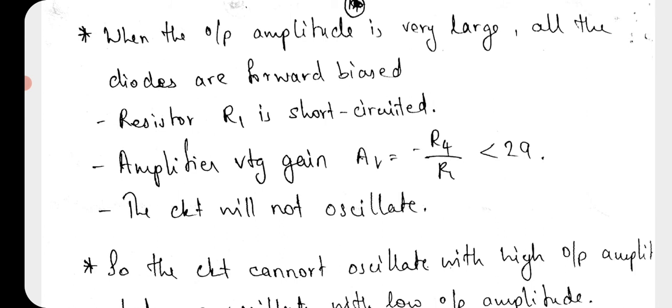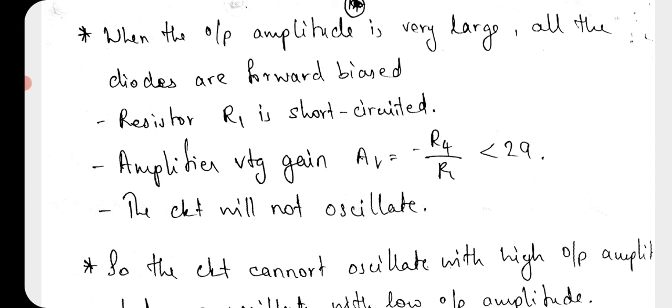Then the amplifier voltage gain AB will be lesser than 29. See, if resistance is shorted there, means resistance has been decreased. If resistance decreases, the voltage gain of the amplifier will reduce. So the gain will become lesser than 29. If gain is lesser than 29, will there be any oscillations? Tell me. No, right? There won't be any oscillations when the gain drops below 29.